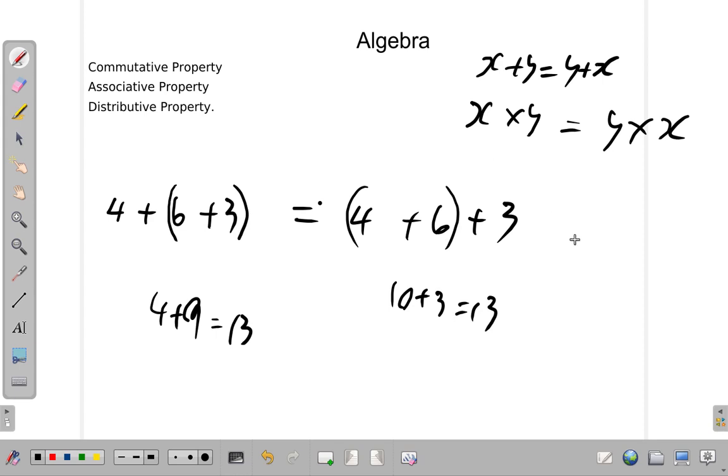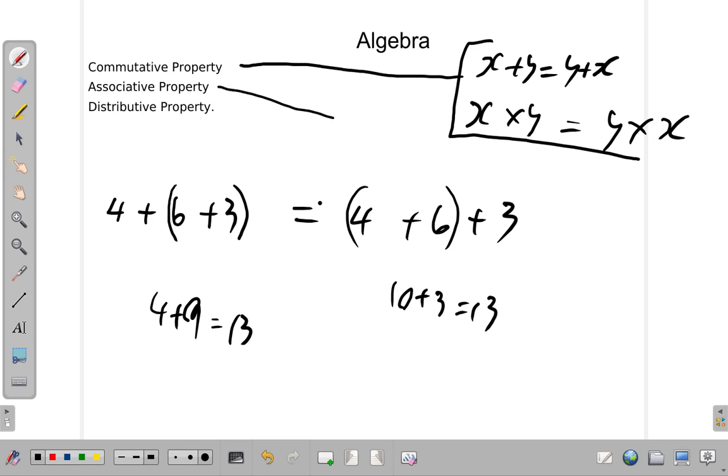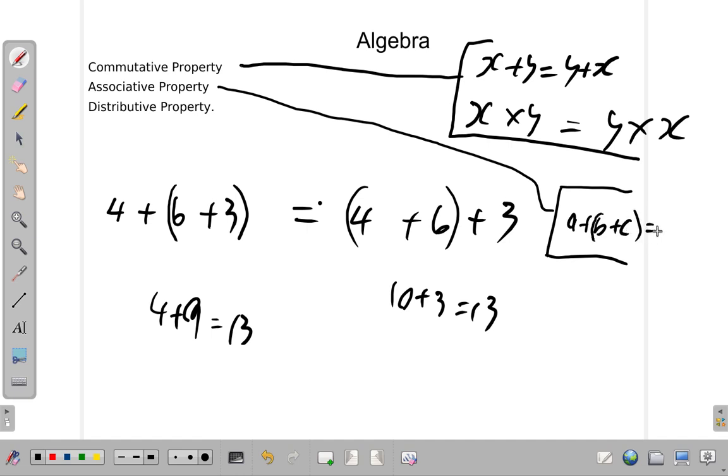Now, generally, a general statement for the associative property is that, let us use a, b, and c: a plus (b plus c), where b and c are in the bracket, is the same as (a plus b) plus c, where a and b are in the bracket.